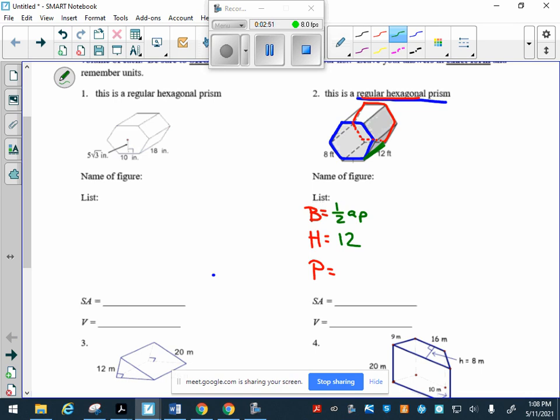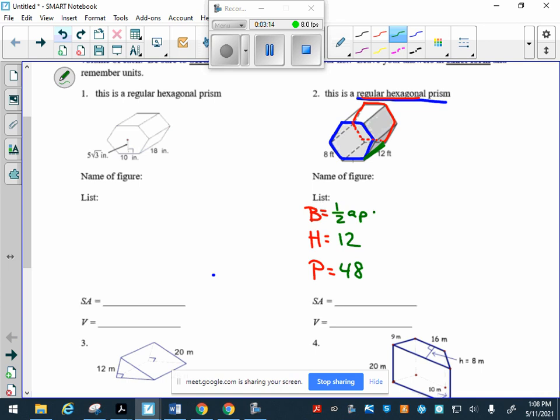All right, perimeter is just the distance around the base, right? And again, we're not talking about a rectangle as a base, right? Base does not mean bottom. We're talking about the distance around this hexagon. So there's 6 sides, each side is 8, so 48 here.